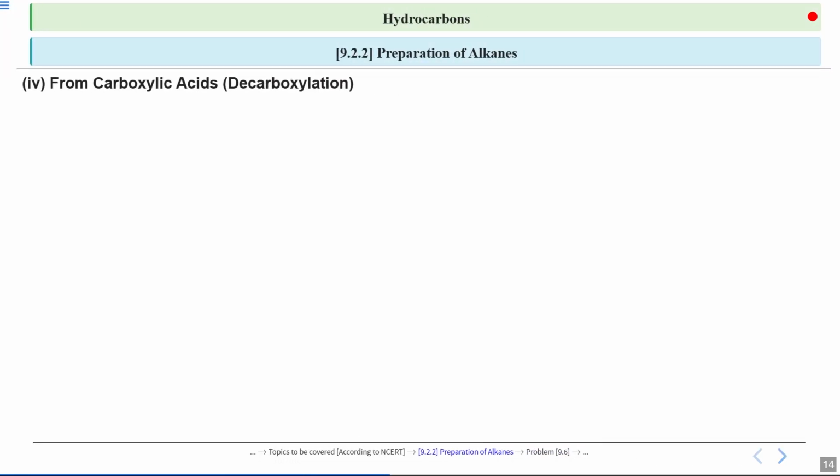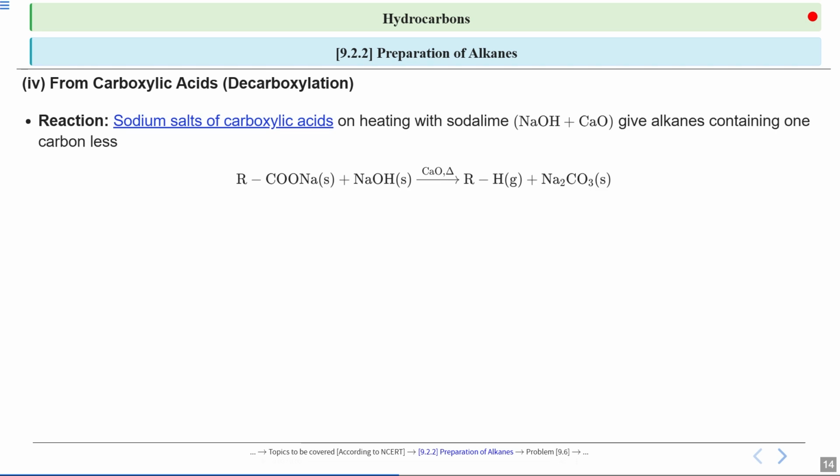Now let us discuss another method. Here we will see the preparation of alkanes from carboxylic acids, also known as decarboxylation. Let us look at the reaction in detail. When sodium salts of carboxylic acids are treated with a mixture of sodium hydroxide and calcium oxide, known as soda lime, they produce alkanes with one less carbon atom. This is a key transformation because it allows us to simplify the carbon chain.